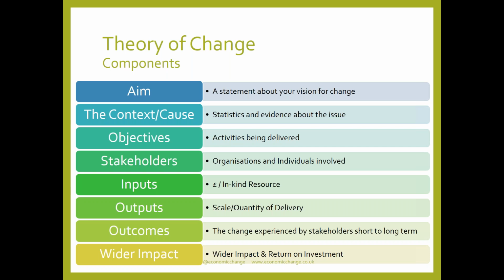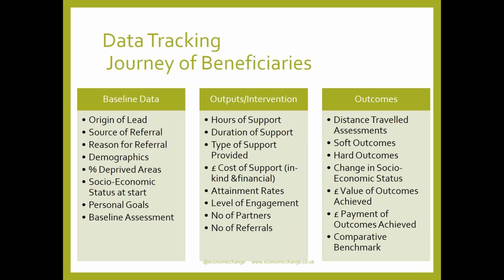So the first step is really to be clear on what it is you're collecting, and then to make a list of things that you might want to collect within your system. Here I've really narrowed it down to baseline data. You might want to collect things like origin of the lead, source of referral, reason why they were referred, all the demographic information, whether they're in a deprived area or not, what their socioeconomic status was at the start of their engagement with you, and what their personal goals are. You might do a baseline assessment with them to ask a range of questions, such as how would you rate yourself on confidence, or confidence around a particular skill or knowledge area. So you can collect a series of baseline information.